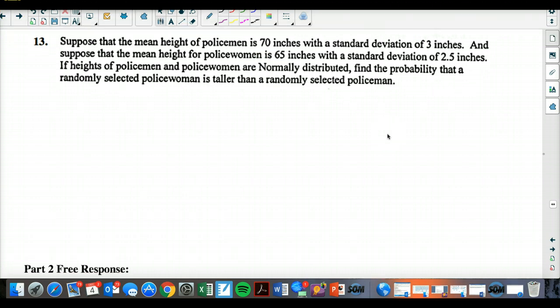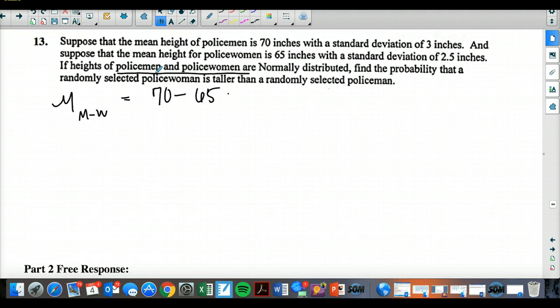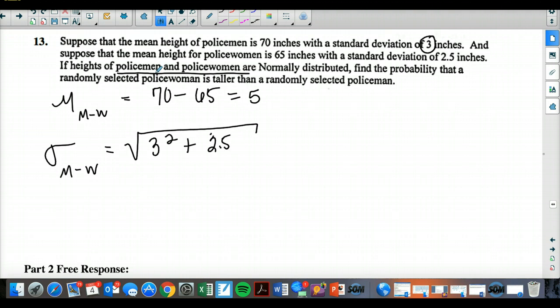All right, so if you are subtracting and you want the policeman minus policewoman. So the mean of man minus woman, then we would have 70 minus 65, which is 5. The standard deviation of man minus woman is the square root of the man squared plus the woman squared. You never subtract. More variables is more variability. So 9 plus 2.5 squared, and I'm going to square root it. So I got 3.905, yes?